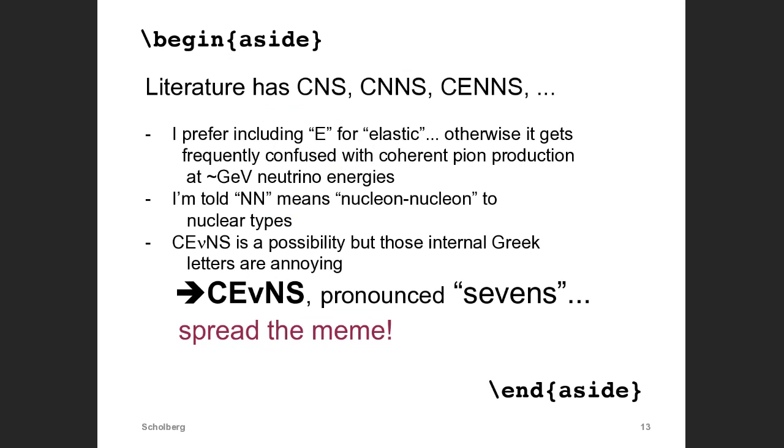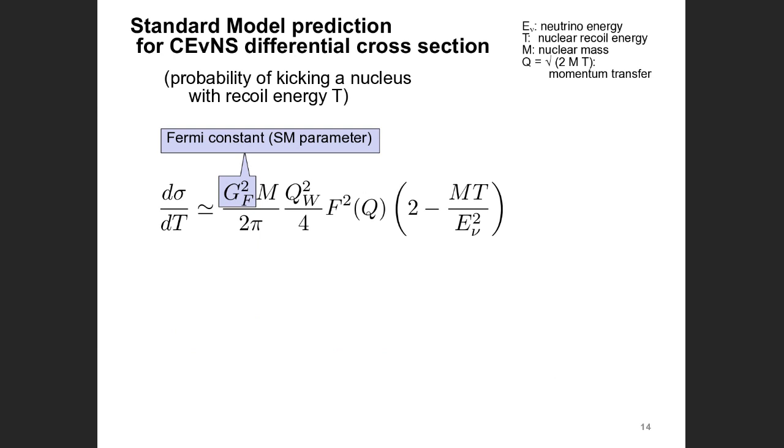Okay, and so here, just a note on that, some of the reason for using that nomenclature is that I think it's important to include elastic. Some people have used in the past CNS, but that confuses it with coherent pion production. CNNS, I've been told by nuclear physicists that to them that means nucleon, nucleon. I'm okay if you want to put a Greek letter nu in there, but it's always annoying to change the font. So anyway, I'm asking you all to spread the meme of using the pronunciation sevens. Okay, so that is a side note.